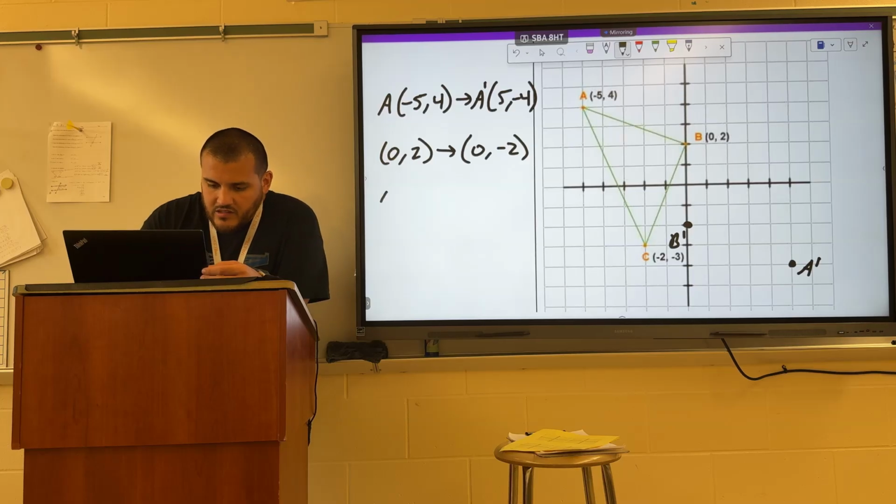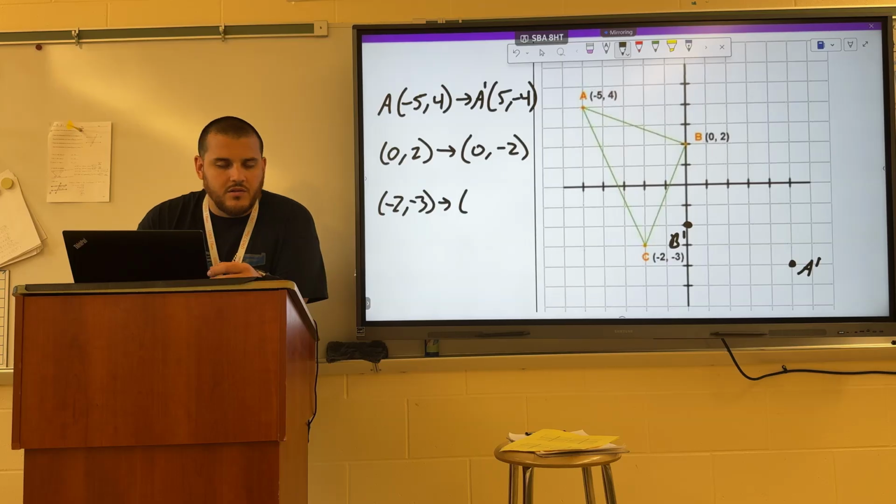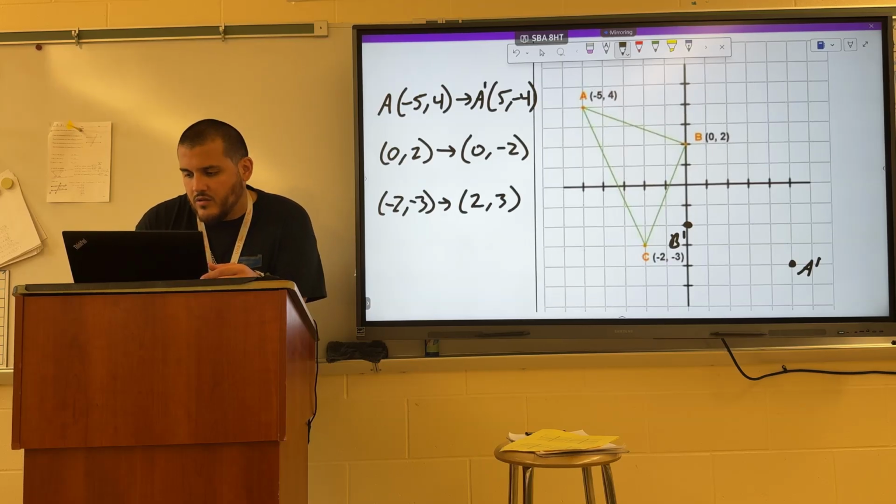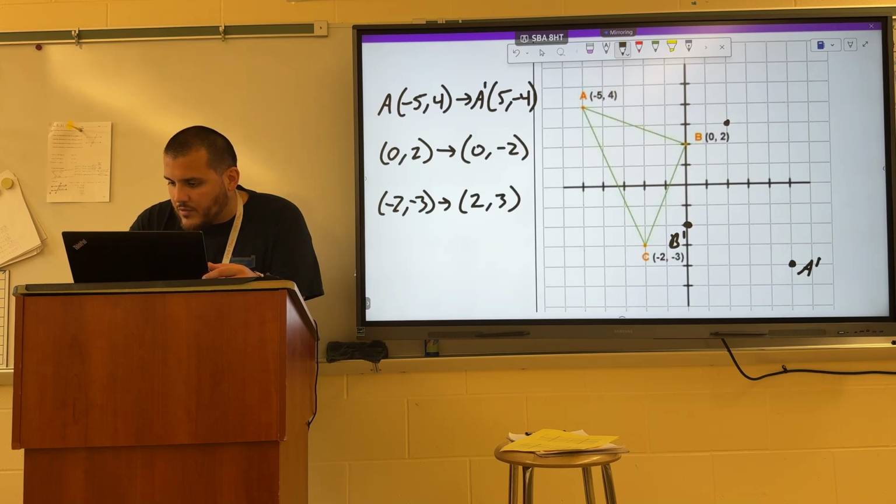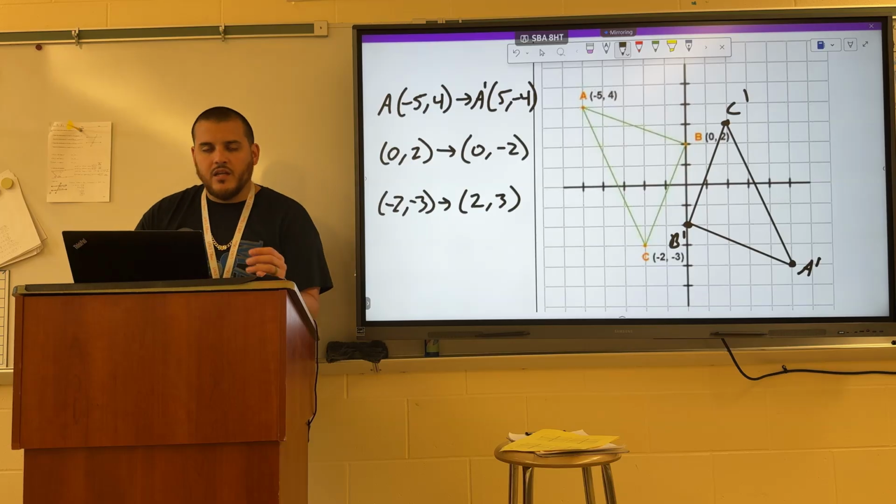Our C started at -2, -3, and again, 180 degree rotation requires us to change the signs of our coordinates. So that'll end up at +2, +3, right? 2 up 3, there is C prime. This is the image after 180 degree rotation.